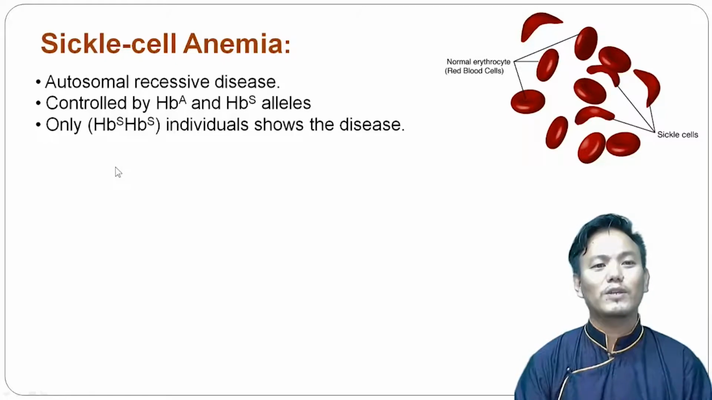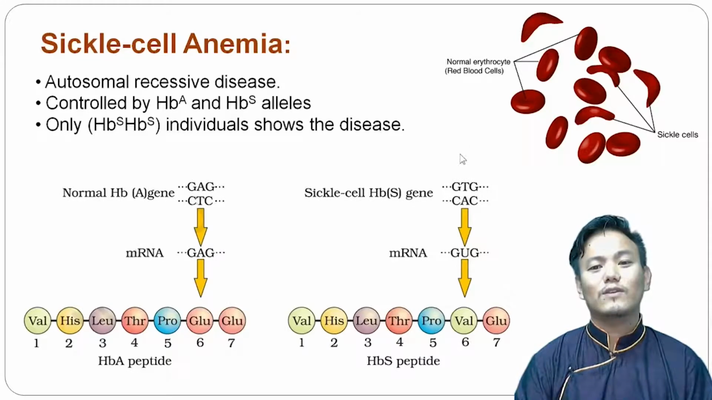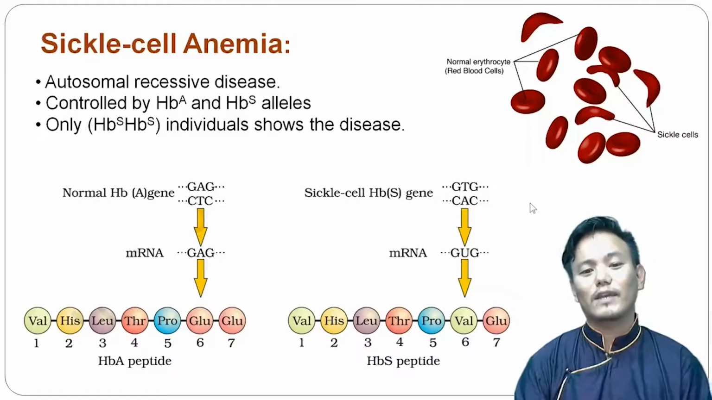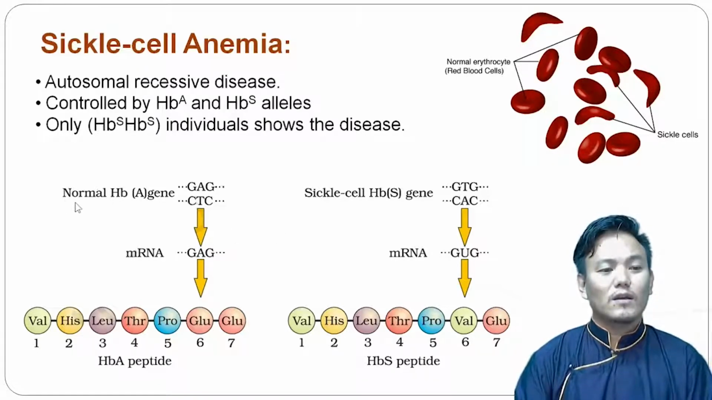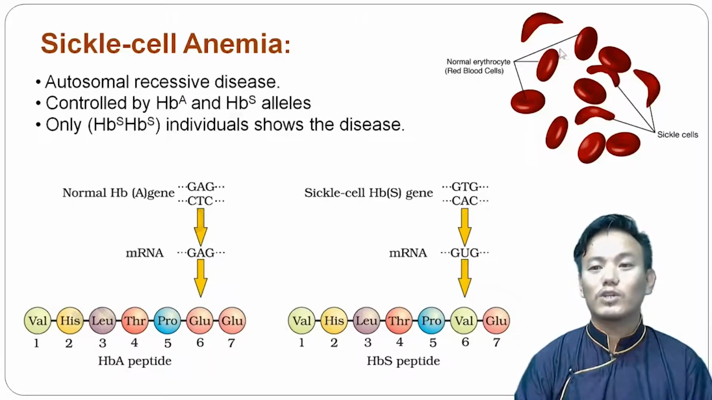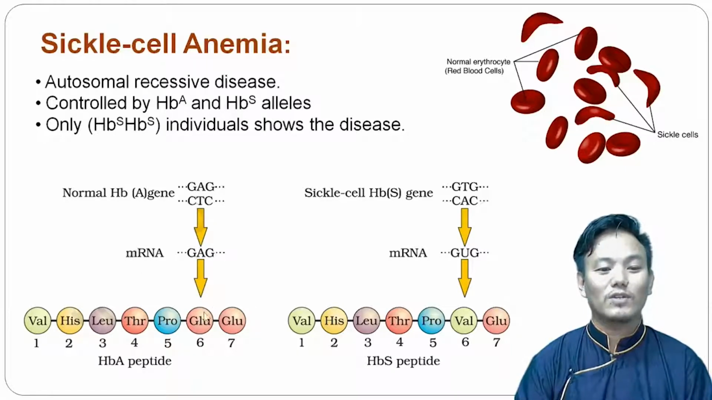So what leads to the formation of sickle-shaped cell? This picture is given in your textbook. You should observe this particular picture carefully, and then you have to be able to explain what is happening over here. This is a normal gene, the HBA gene, which leads to formation of a normal RBC shape. This gene leads to formation of an mRNA, GAG, and it will lead to formation of glutamic acid in this amino acid sequence. Look at the sixth amino acid, it is glutamic acid.